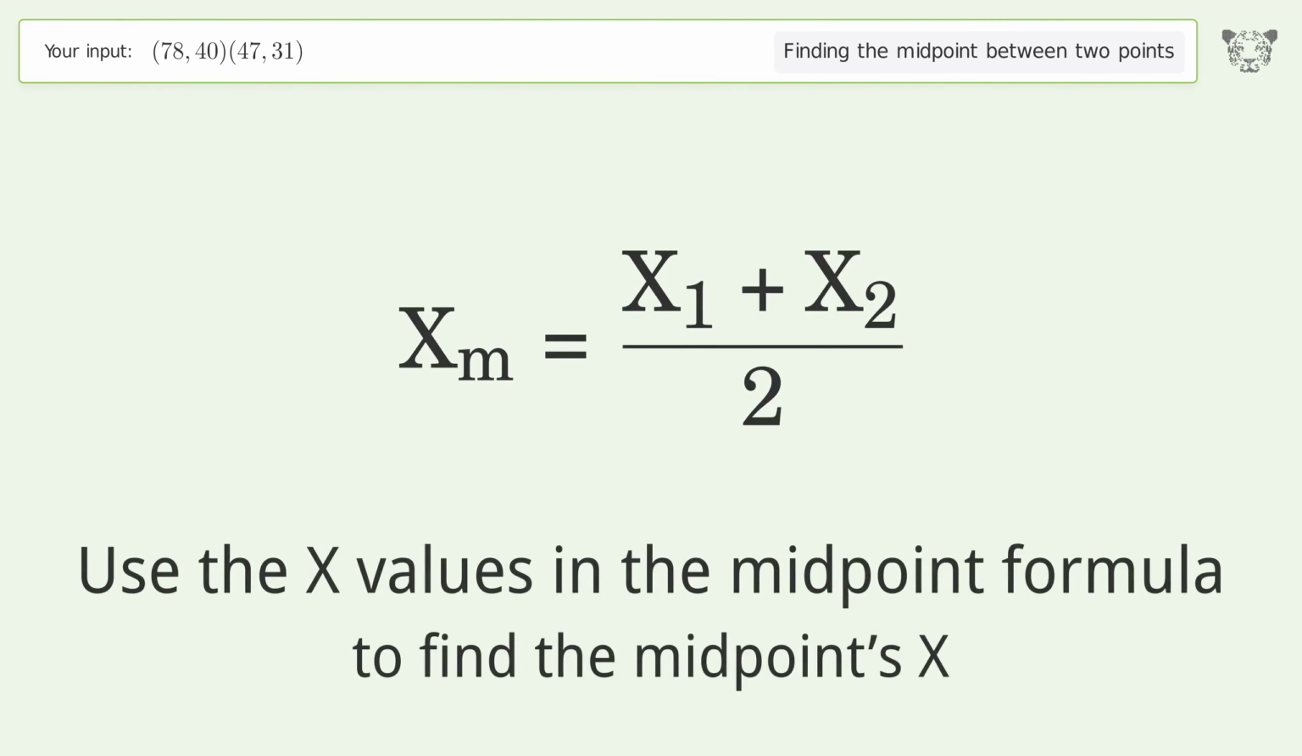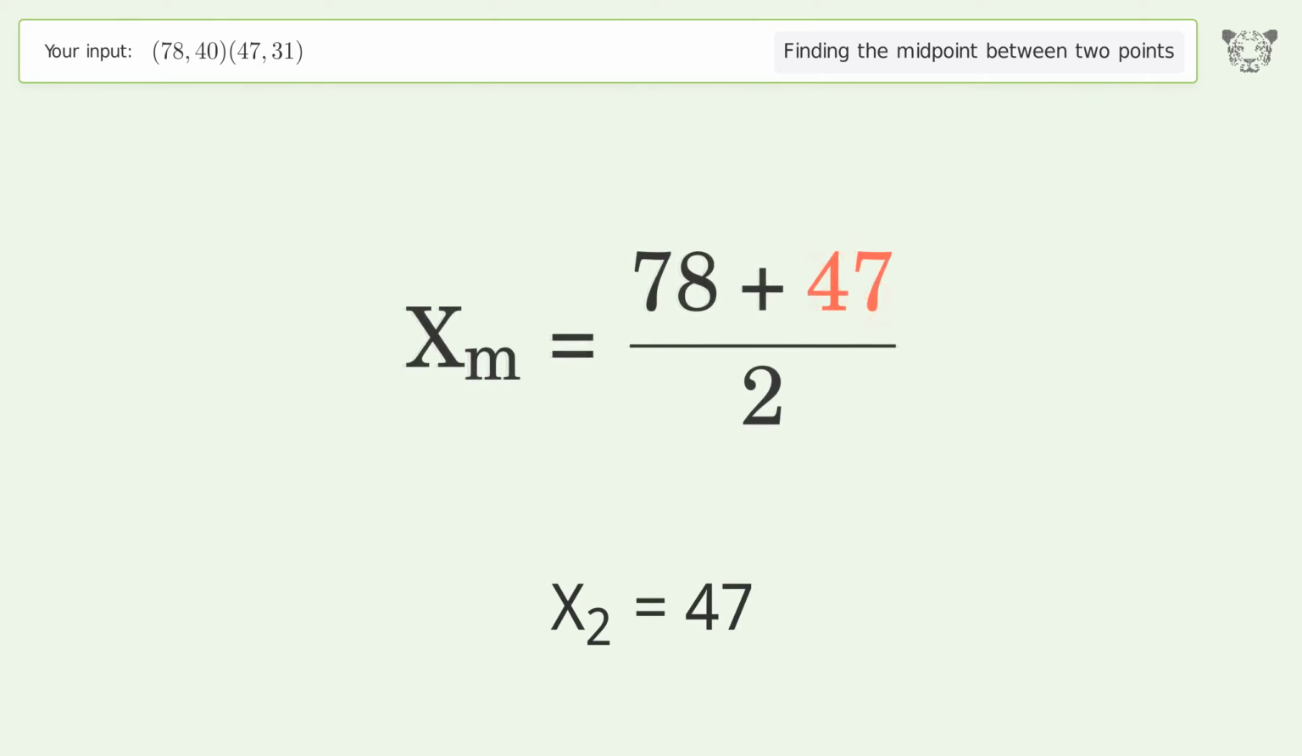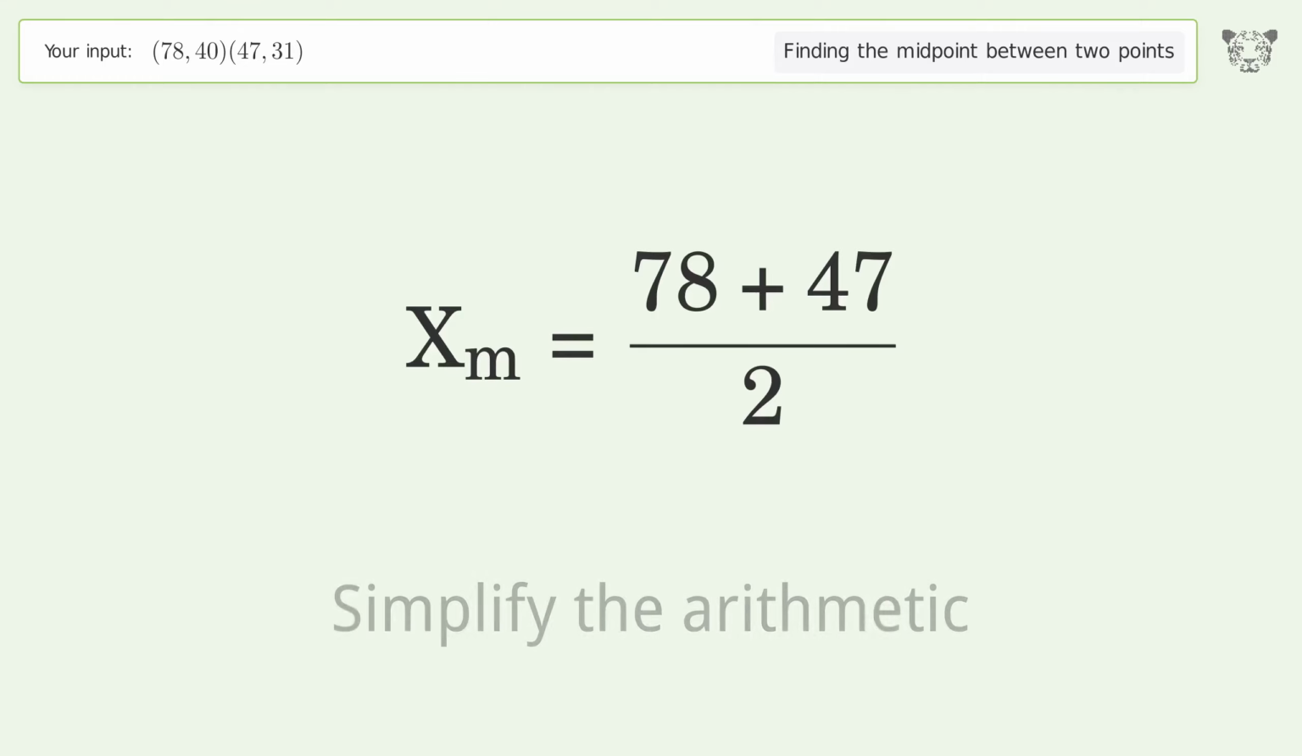Use the x values in the midpoint formula to find the midpoint's x. x1 equals 78. x2 equals 47. Simplify the arithmetic.